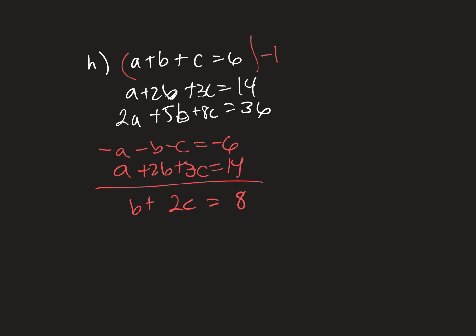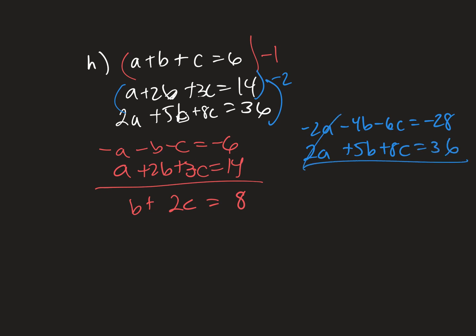All right. And let's take another combination of 2. Again, we have to eliminate the same variable, which is A. So maybe let's work with these two. If I multiply the first equation by -2, I'm going to get -2A minus 4B minus 6C equals -28. And then add that to the third. And the A's go away, which I wanted. And I get B plus 2C equals 8.